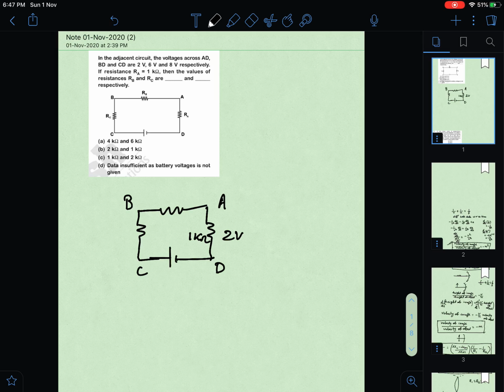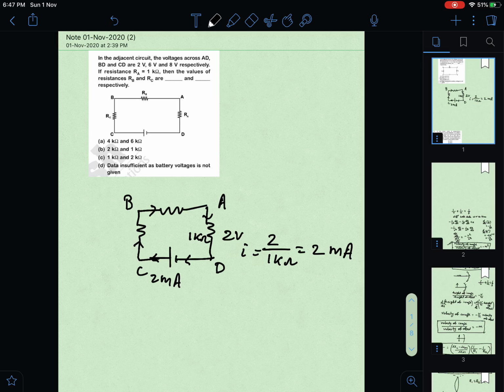So by seeing this, I simply say that the current in the branch is 2 by 1 kilo ohm, that is actually 2 milliampere. So 2 milliampere current is going through this branch, and these are all in series. Can I say that 2 milliampere goes through this, 2 milliampere is coming to the battery and 2 milliampere is going to the battery. So this I have calculated as 2 milliampere.